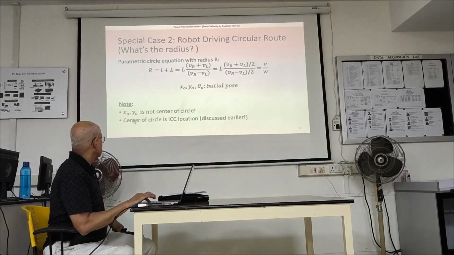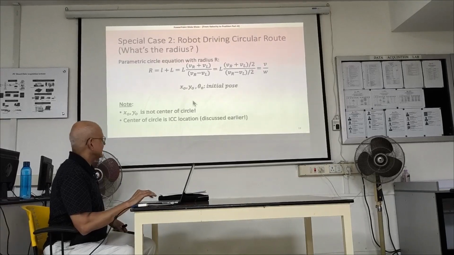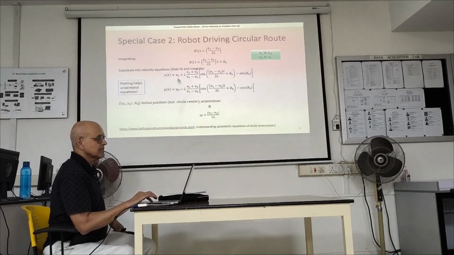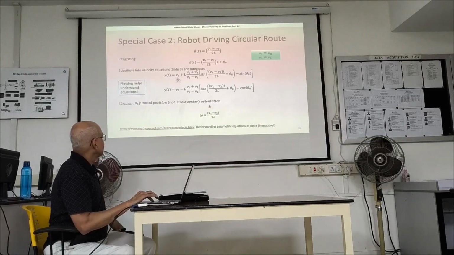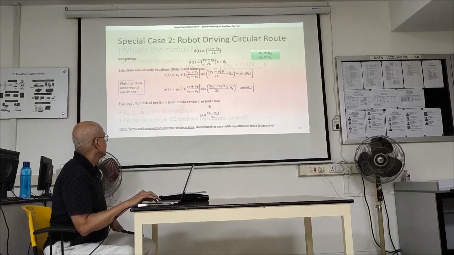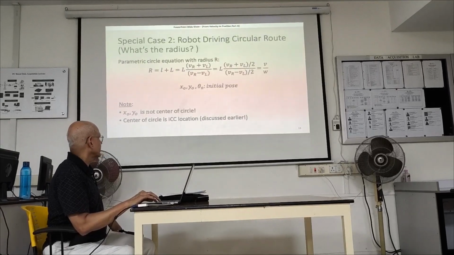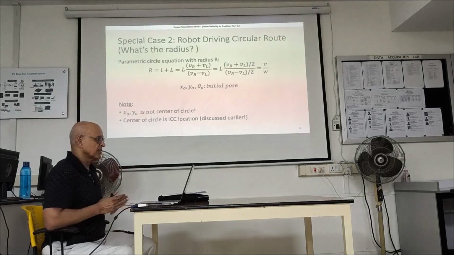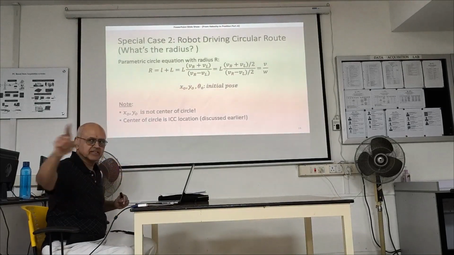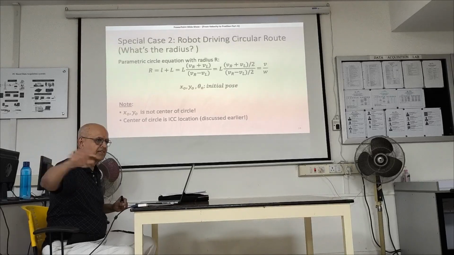Okay, x naught is not the center of the circle. It is the initial position. So x is based on some initial position and initial heading. Yeah, initial heading. It's not the center of the circle. We already discussed the center of the circle. The robot is going this way, the center is going to be here. The robot is going to go this way, the center is going to be on this side.